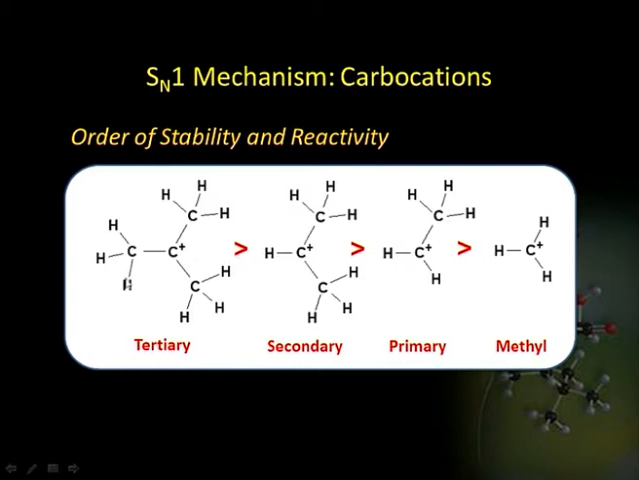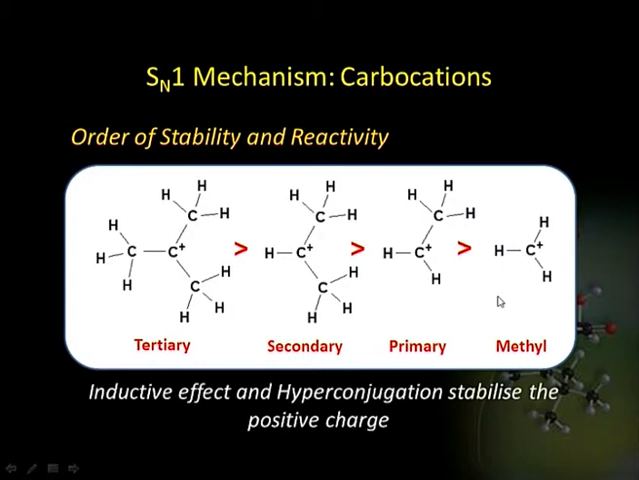So, the tertiary carbocations are the most reactive and follow the SN1 mechanism, then the secondary, the primary, and finally, the methyl carbocations do not show any SN1 mechanism. And the stability of carbocations is explained by the inductive effect and hyperconjugation, which stabilize the positive charge.